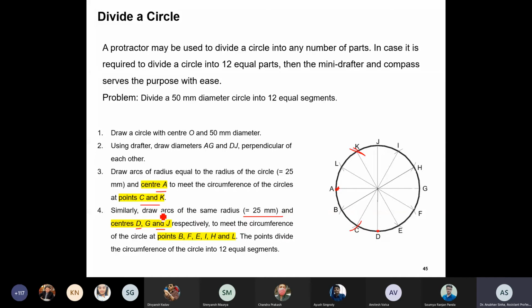Okay, fine. So we'll draw arcs from D, G and J. From D as a center, draw an arc to meet at points B, F, E. From D, I'll make an arc like this, B and F. Basically, from all these points we'll make arcs, and that is how I'm trying to divide the circle into 12 parts. That is what these arcs will do. Then you join all these arcs and it will be divided into 12 parts.